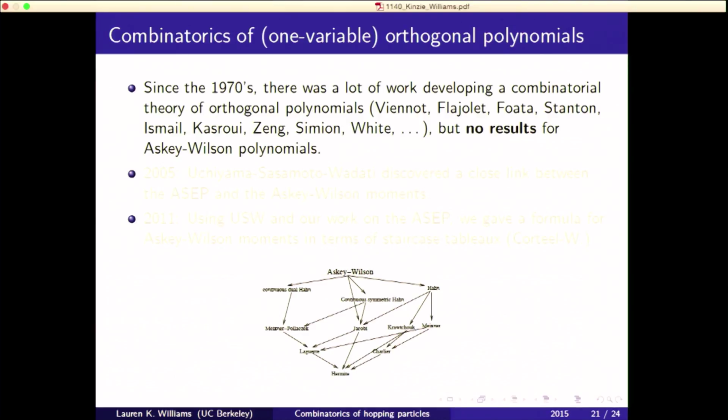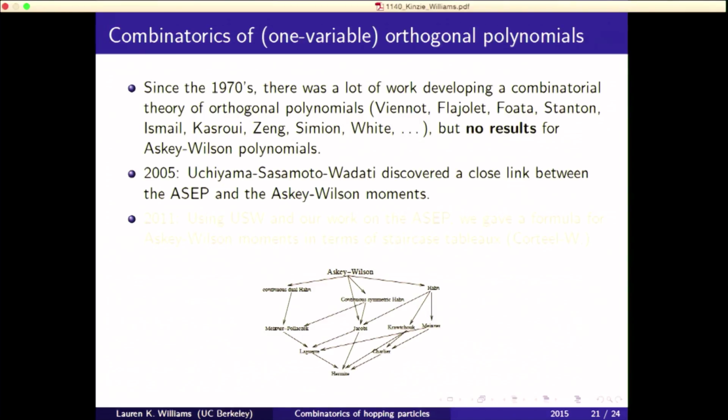And so the combinatorics of these orthogonal polynomials was studied quite intensively by many mathematicians, including some of these people here, trying to work out formulas for both the polynomials and for their moments. But they really had no results at all for Askey-Wilson. Now in 2005, actually, three physicists, Uchiyama, Sasamoto, and Wadati, discovered a close link between the ASEP and the Askey-Wilson moments. And so that kind of gave people the hope that if one completely understood the ASEP, one would completely understand combinatorially the Askey-Wilson polynomials and moments as well.